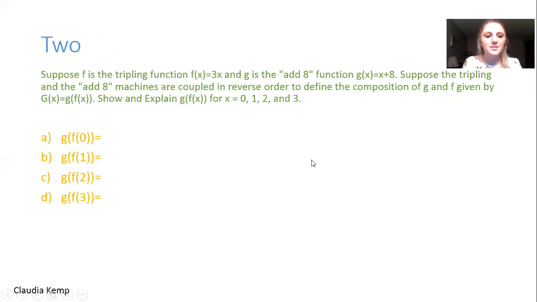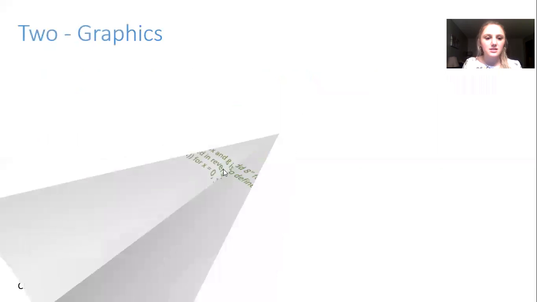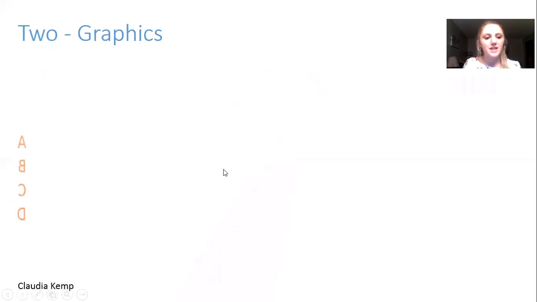Number 2 says, suppose f is the tripling function f of x equals 3x, and g is the add 8 function g of x equals x plus 8. So now this problem wants us to take this certain set of variables, 0, 1, 2, and 3, and to plug them into these 2 functions and to see the relationship. So we're going to have parts A, B, C, and D. Part A is 0, part B 1, C 2, D 3.